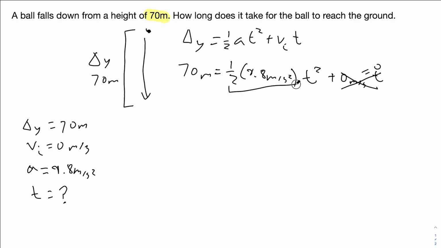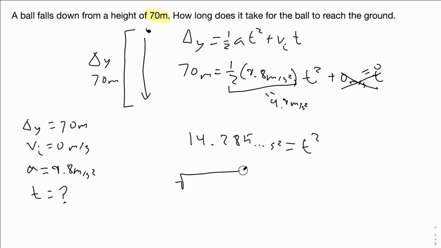And then this right here, we can multiply 1/2 times 9.8 and we get that equals 4.9 meters per second squared. Now if we divide by 4.9 meters per second squared on both sides, we'll get 14.285 seconds squared, because these meters will cancel out and the seconds squared will come up, equals t squared.